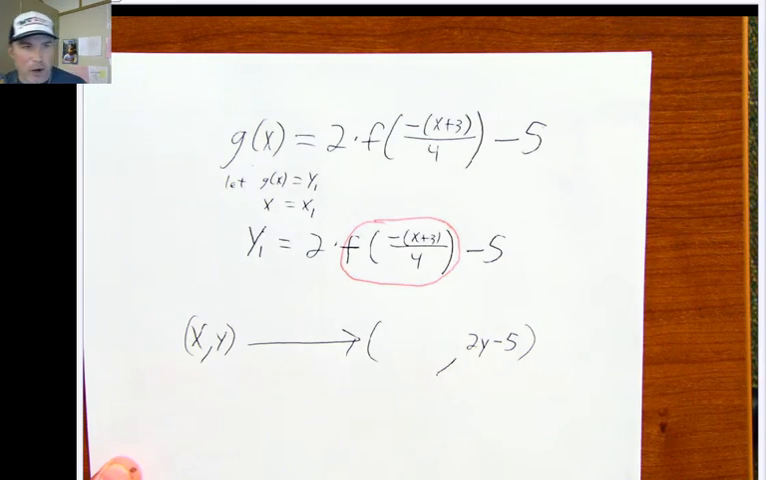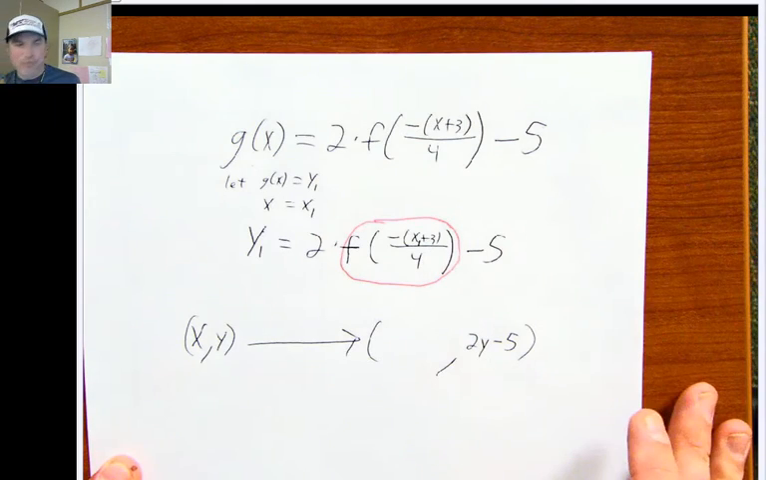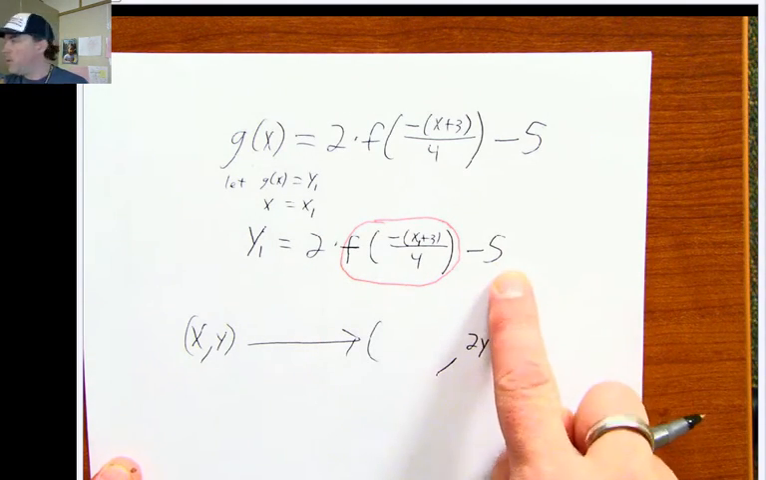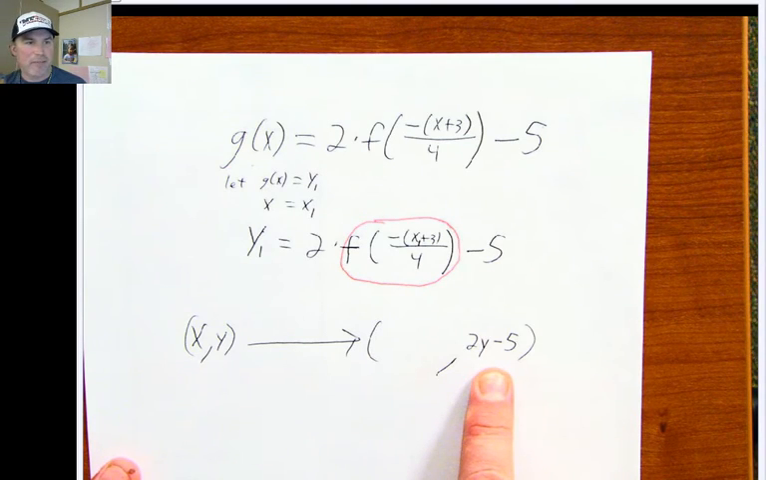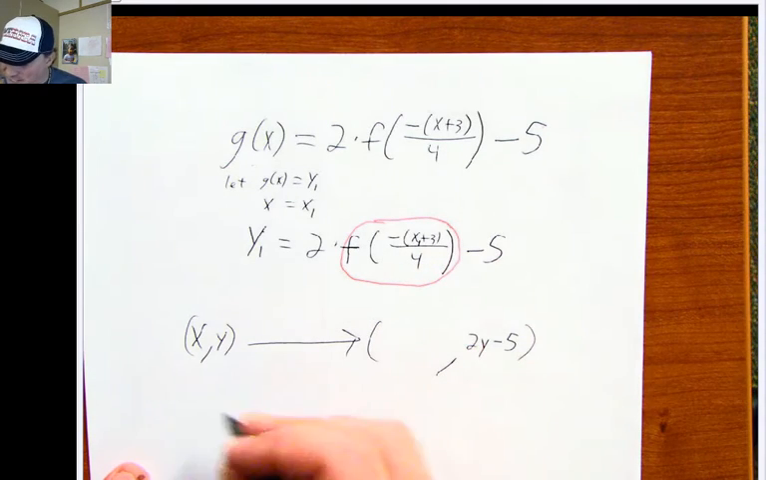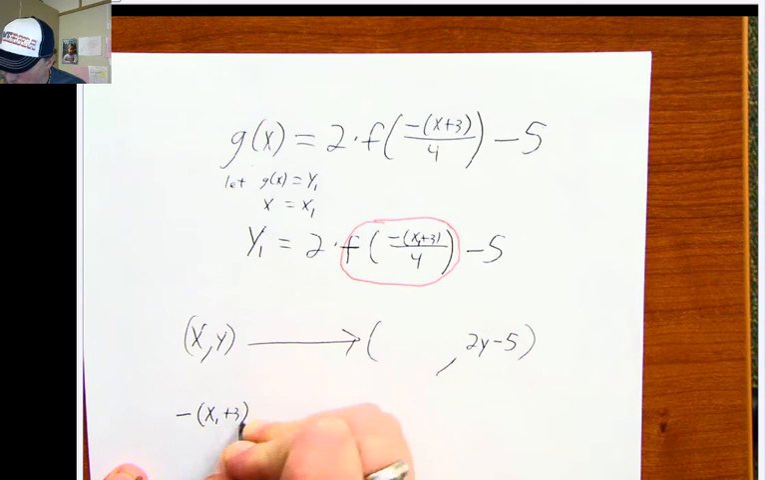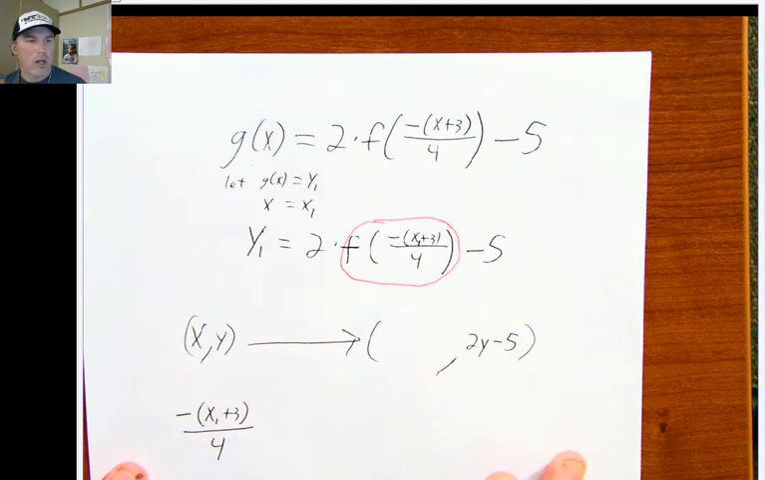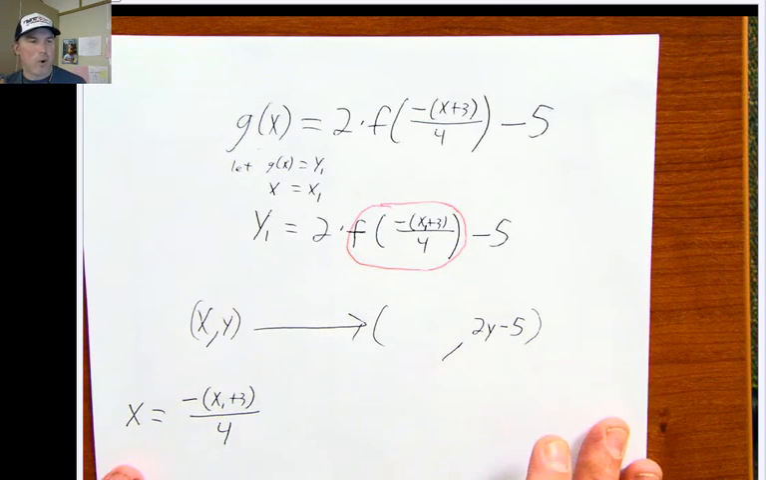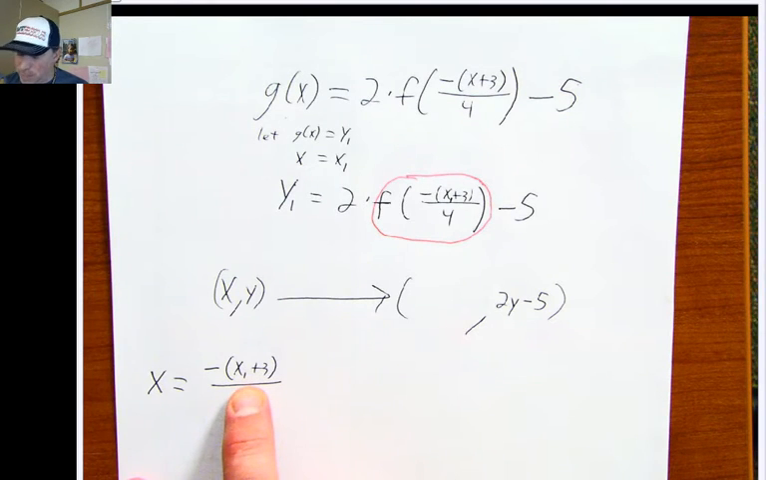Oh, I made a mistake here. In my let statement, I forgot to change my x to an x1. Okay, so 2 times the function minus 5, so it becomes 2y minus 5. Then I take this stuff here that's inside the function, negative parentheses x1 plus 3 over 4, and I set that equal to some x coordinate, and then I algebraically start solving for x1.